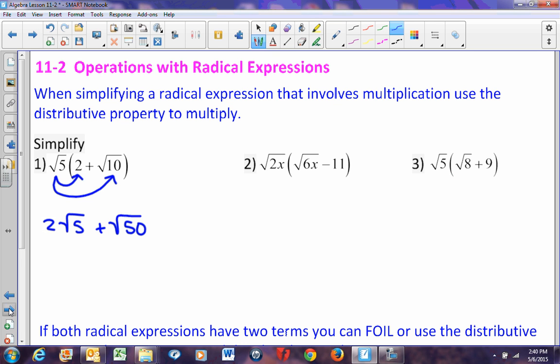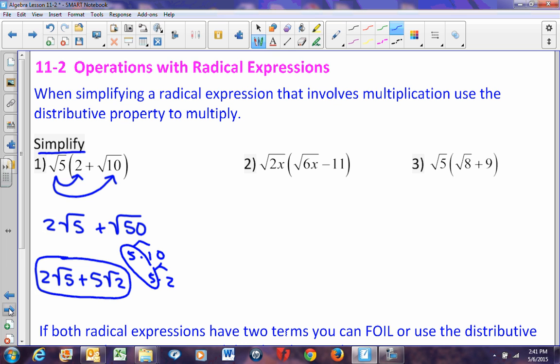Now, I need to see if the square root of 50 will simplify, because you have to make sure that you simplify everything once you have multiplied it. Okay, because it says simplify. So we need to get it all the way down. This is 5 times 10, which is 5 times 2. So this is 5 square roots of 2. So I have 2 square roots of 5 plus 5 square roots of 2. I can't combine those. That's as good as they get, but they are simplified all the way. So I have to take it all the way down to this. I can't leave it as 2 square roots of 5 plus a square root of 50. I have to leave it as 2 square roots of 5 plus 5 square roots of 2.